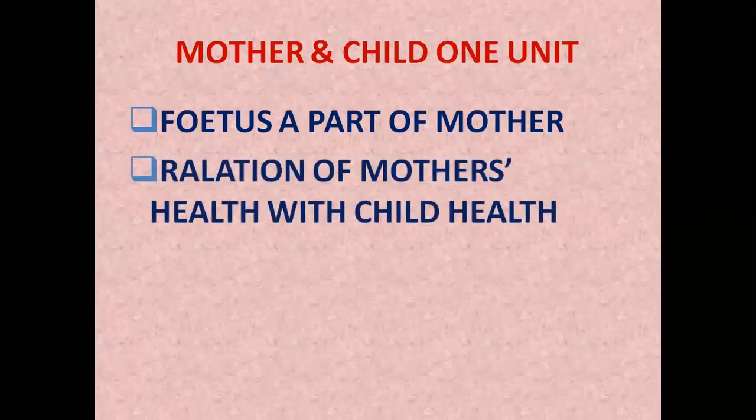Relation of mother's health with child health. It is a common saying that a malnourished woman will give birth to a malnourished child. It is as simple as that. If a mother does not have good nutrition, of course, when the child is born, that child will be of low birth weight. If the mother has anemia, her child may be born with low birth weight.